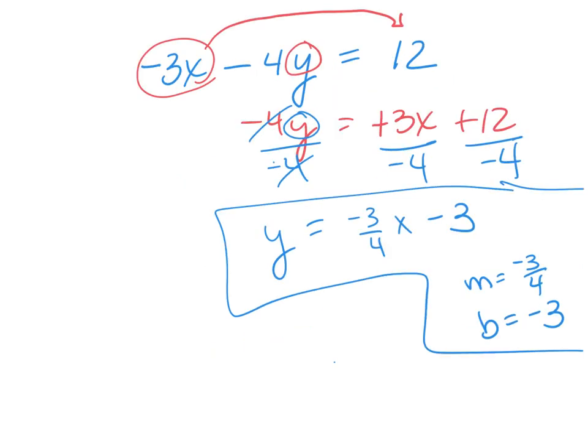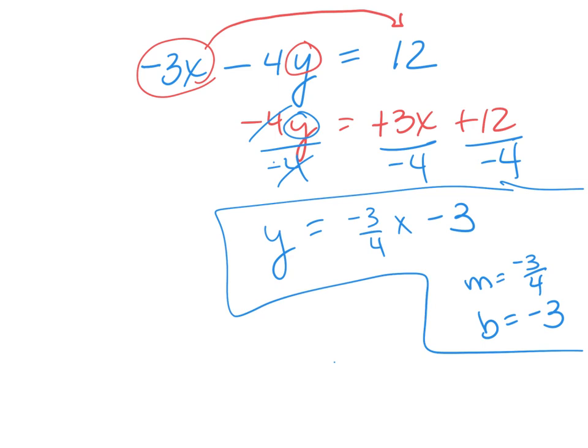So if I give you an equation in standard form where you have the x first, then the y, then the equal sign, then the plain number, you have to leave the y alone. So you first get rid of the -3x by crossing the bridge and making it a positive 3x. And then you divide everything by -4, and then you simplify.